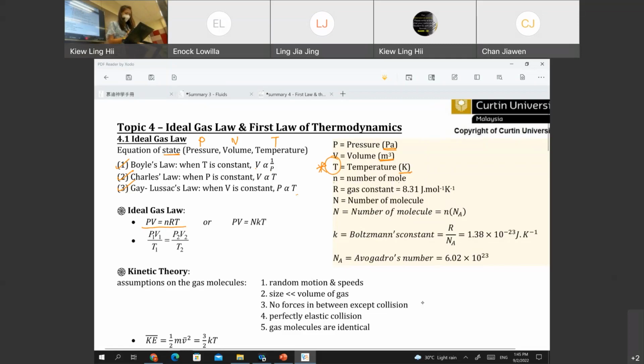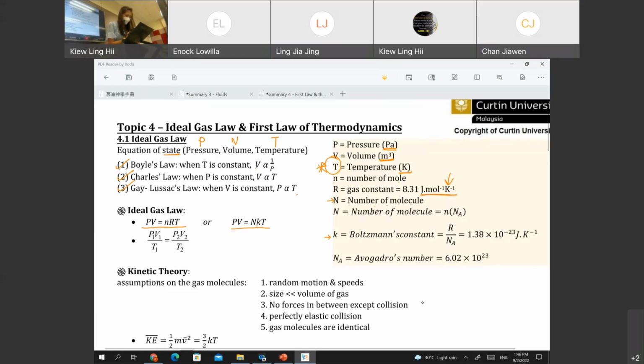Okay, so why is it very important to convert to SI unit? Because if you look at the unit for your gas constant, it is in Kelvin also. So if your unit is not correct, then you won't get the correct values. Okay, so the ideal gas law can also be written as PV equals NkT. Now this N is big capital N, which is the number of molecules. Small k here is your Boltzmann constant, and T is the same.